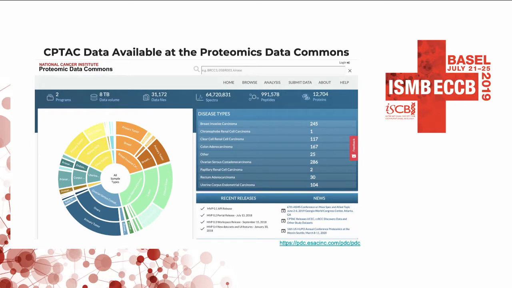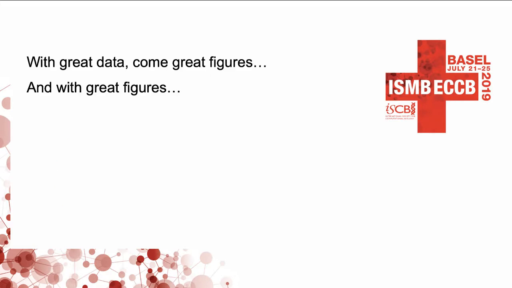The raw data is available at the Proteomics Data Commons. It's not what I'll be talking about today, but if you are interested in programmatically accessing raw data, it has a great API, with all the available tumor types from the last 3 iterations of CPTAC. So now we're going to get to the actual data browser and the problems that it solves.